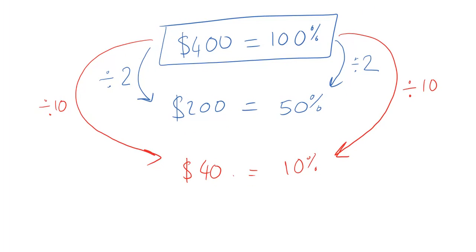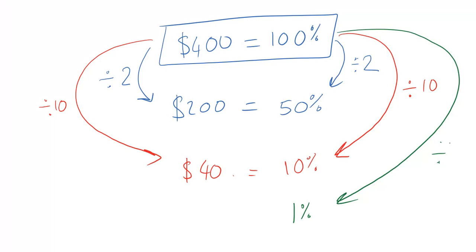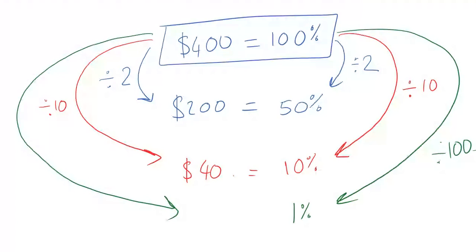And if I want, for example, to find 1%, well, 1%, I'm going to have to get 100 divided by 100 is going to get me 1. So I'm going to have to divide everything by 100. So if I was to do that in this case, and divide $400 by 100, then that is going to be $4.